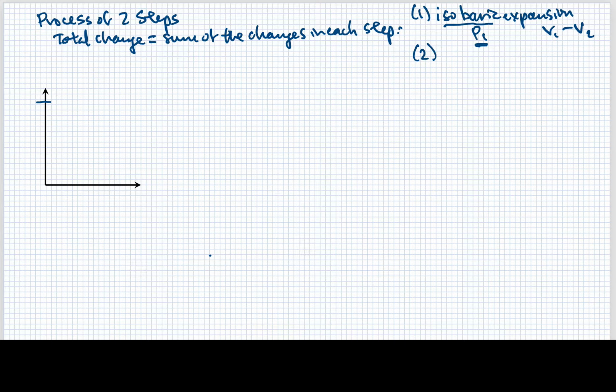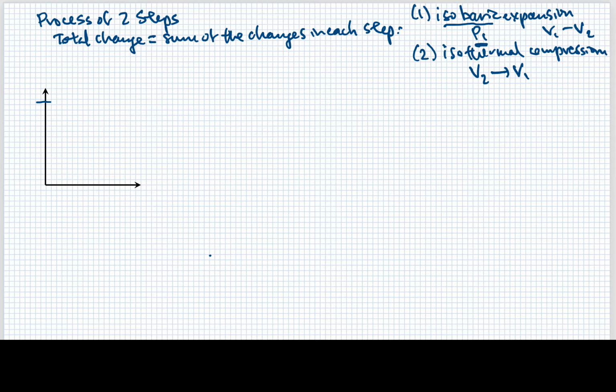And the second step will be an isothermal compression from the endpoint of the first step that goes back to V1. So an isothermal compression that goes from V2 to V1. So how will we deal with this?